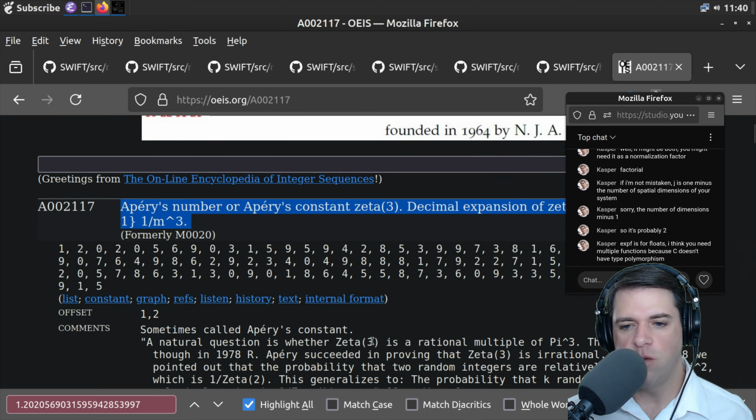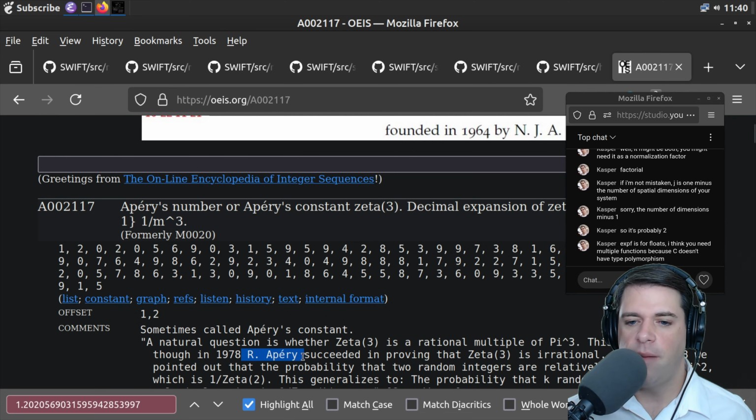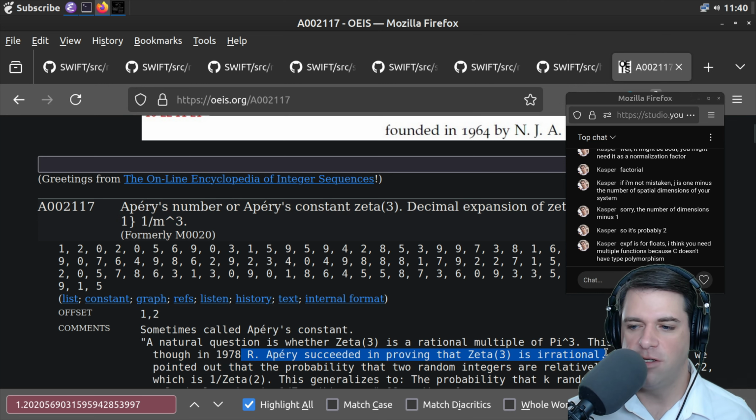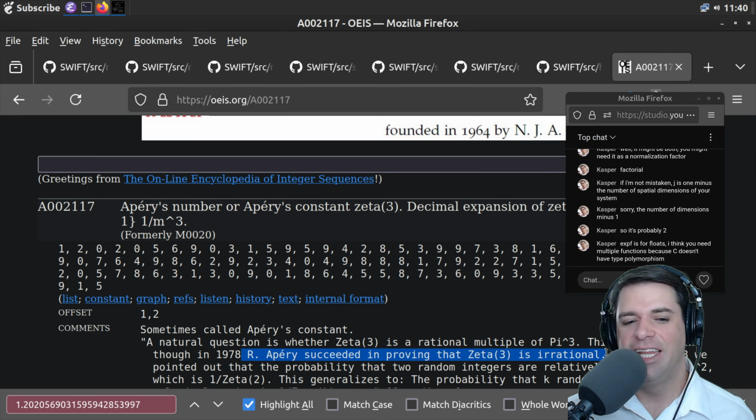A natural question is whether zeta of 3 is a rational multiple of pi cubed. This is not known, though in 1978, R. Apéry succeeded in proving that zeta 3 is irrational. I love stuff like that. It's harder than it might seem.